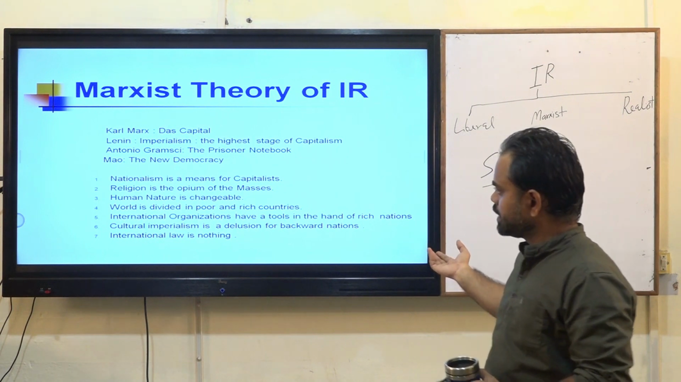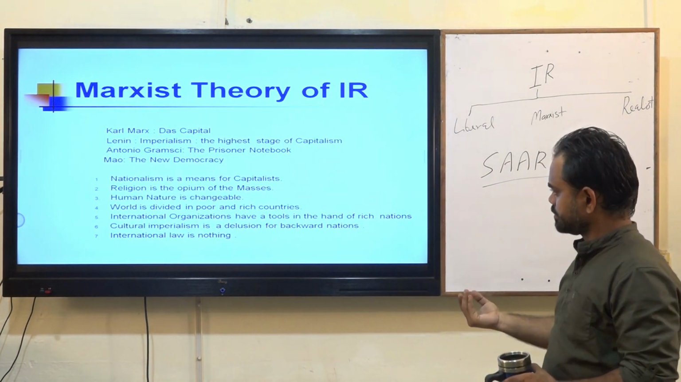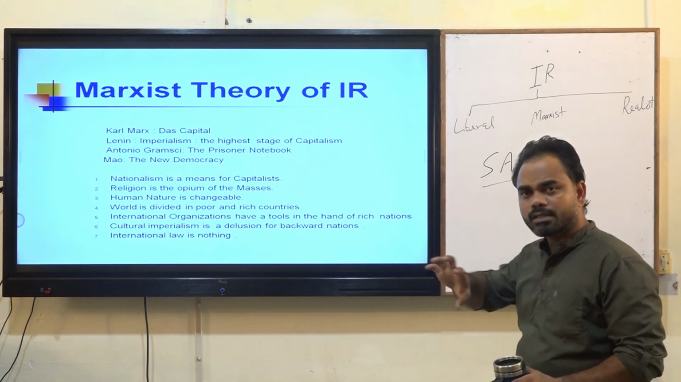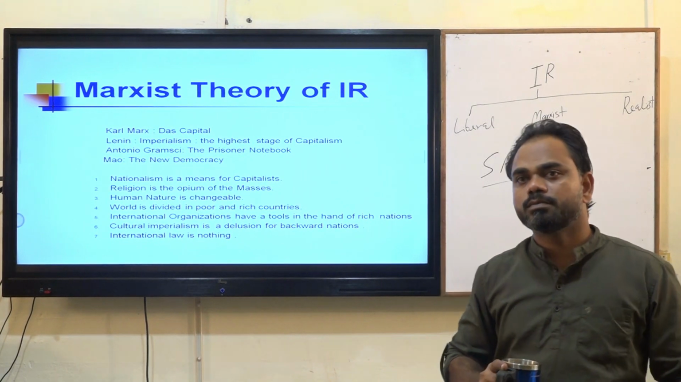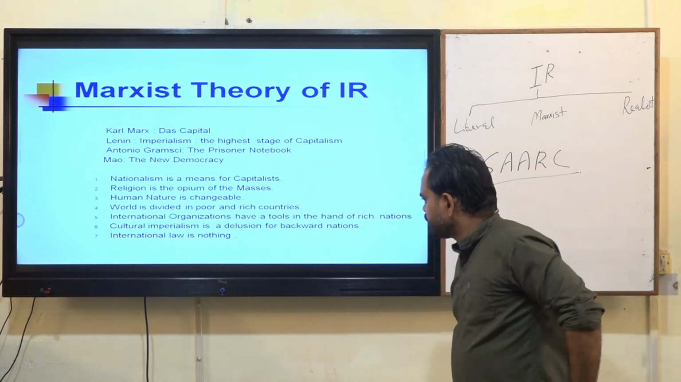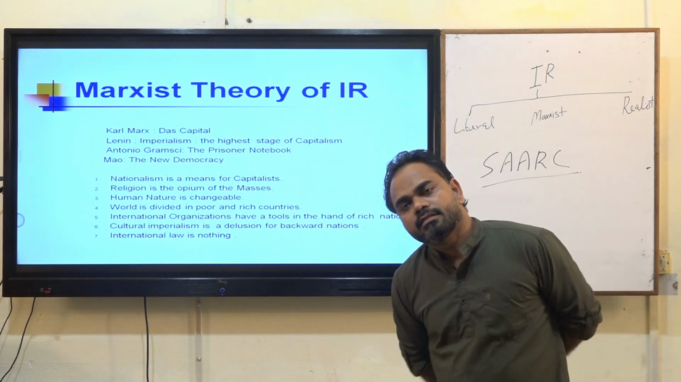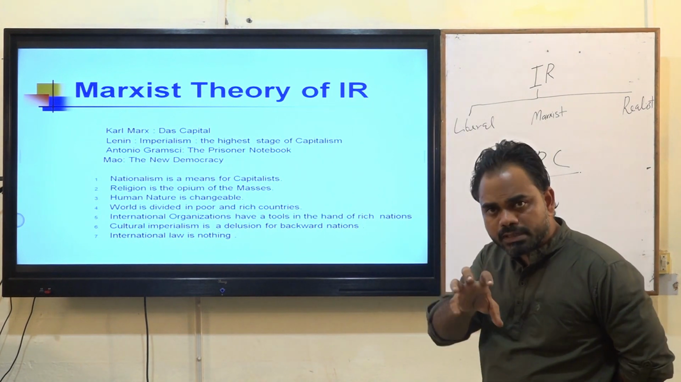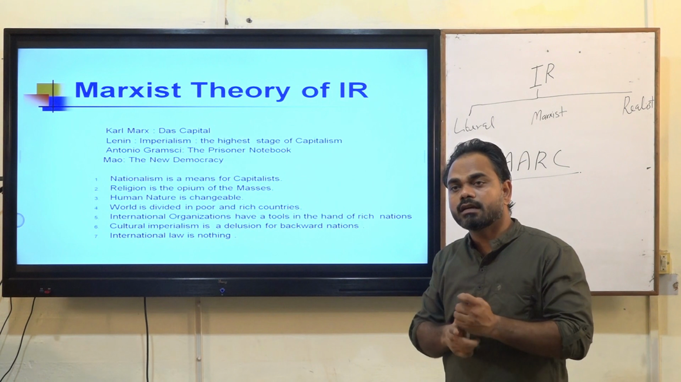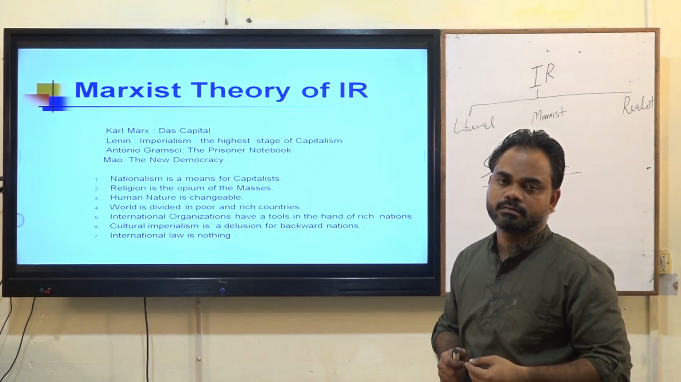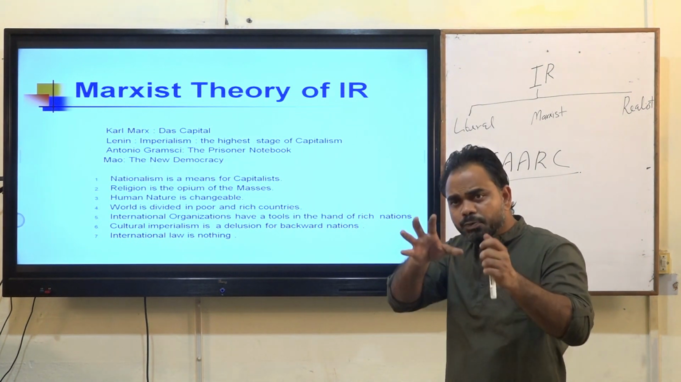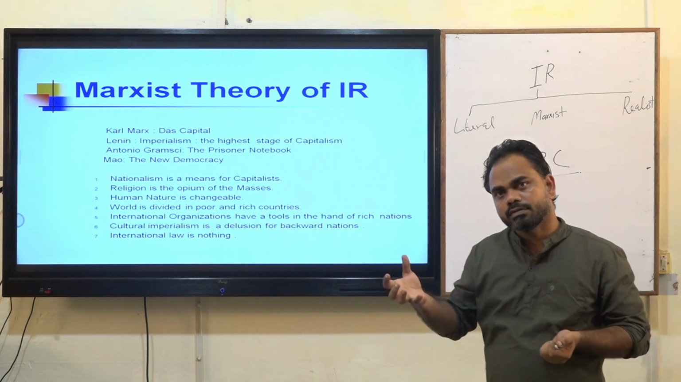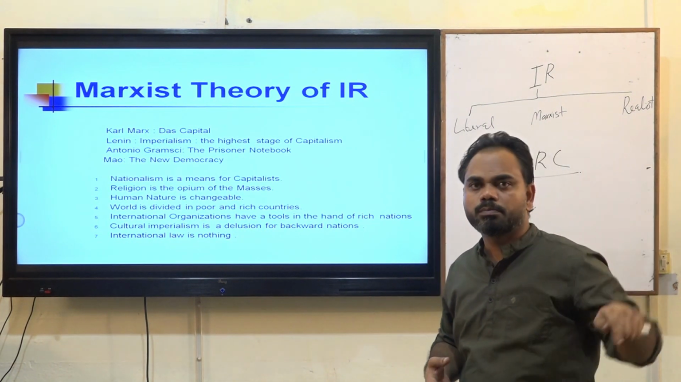The world is divided into poor and rich countries, as I explained already. International organizations are tools in the hand of rich nations, like the United Nations, WHO, World Bank. These institutions are a mechanism to control poor nations. Cultural imperialism is the delusion for backward nations. This concept was given by Antonio Gramsci. He stated that presently, rich countries transport their culture to poor countries, and these poor countries accept that culture, and that culture after some time becomes a tool in the hand of rich countries to exploit these poor countries.